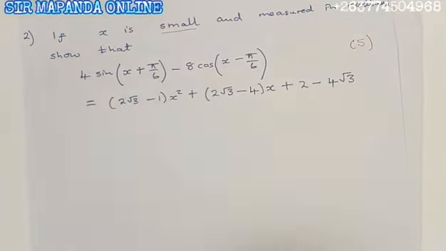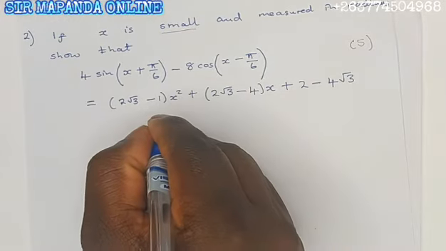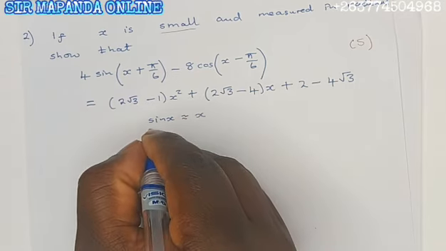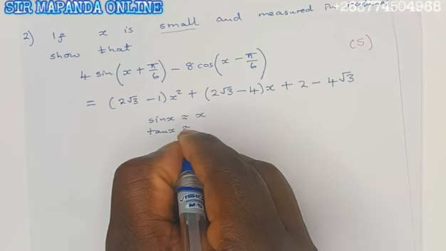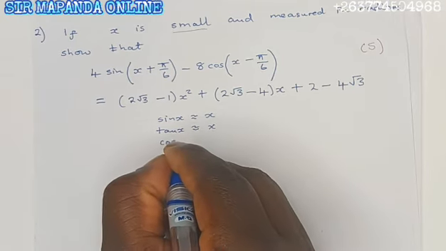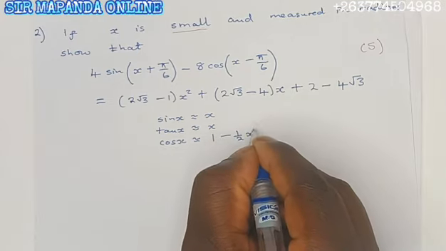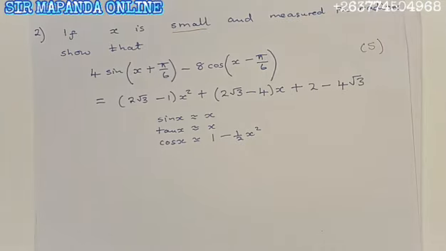When x is small, sine x is approximately equal to x, right? Tan x is approximately equal to x. Cos x is approximately equal to 1 minus half x squared. So on sine x, we are going to replace with x. If we have tan x, you replace tan x with x. For cos x, you replace with 1 minus half x squared. So before we substitute, we need to expand the brackets using the compound angle formulas.